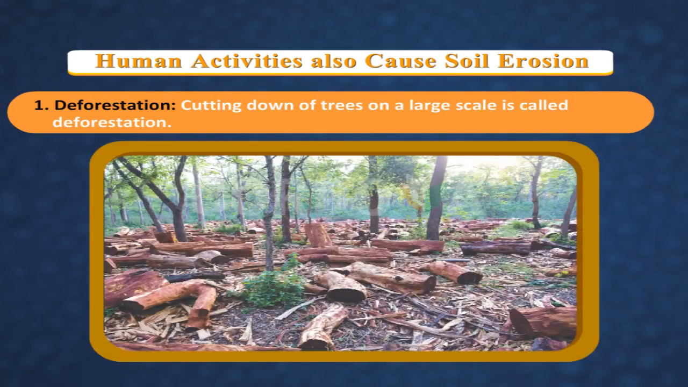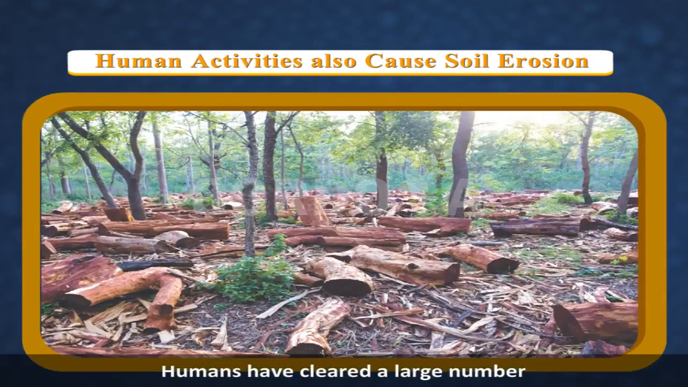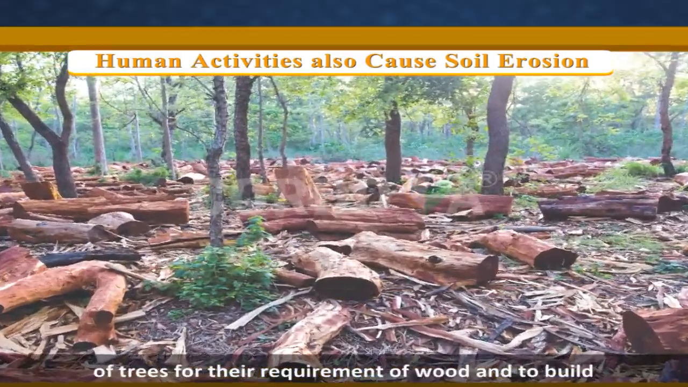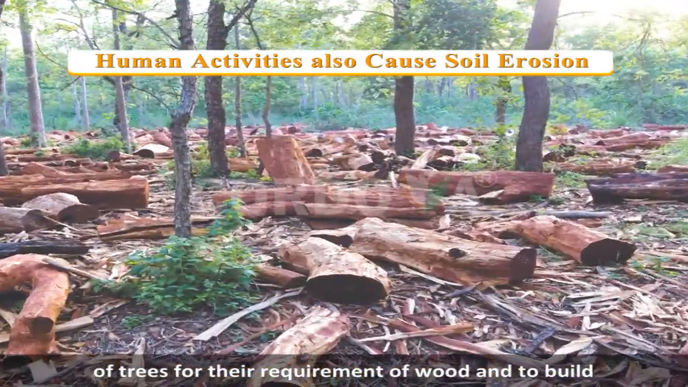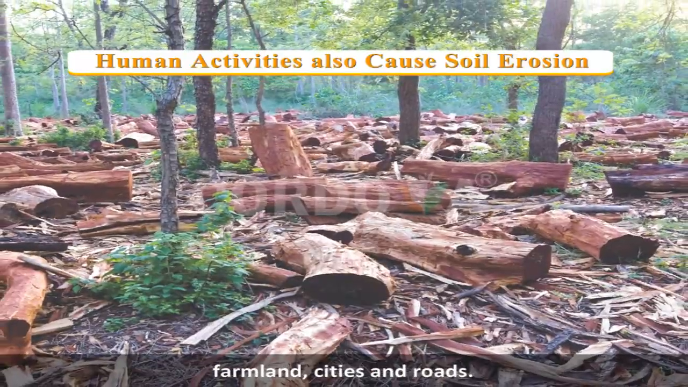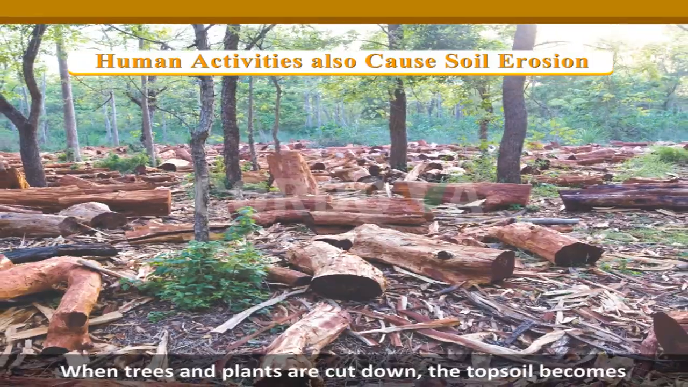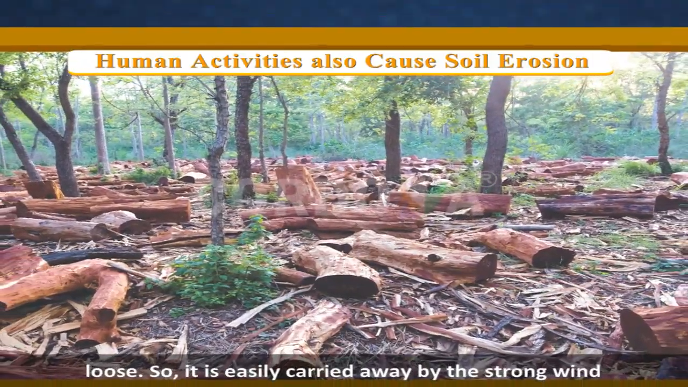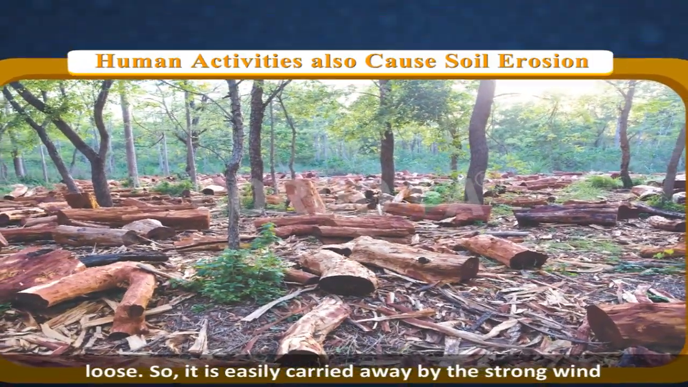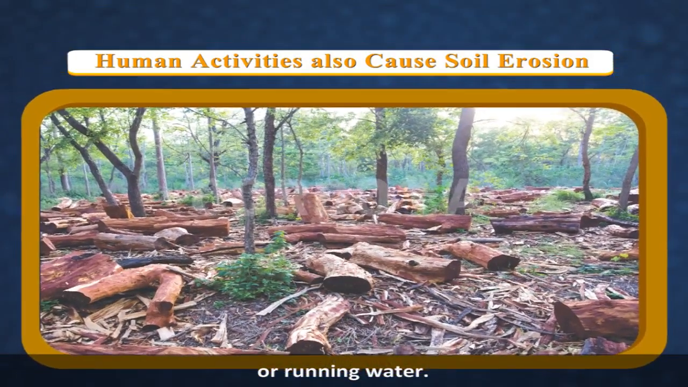1. Deforestation. Cutting down of trees on a large scale is called deforestation. Humans have cleared a large number of trees for their requirements of wood and to build farmland, cities and roads. When trees and plants are cut down, the topsoil becomes loose. It can be easily carried away by the strong wind or running water.